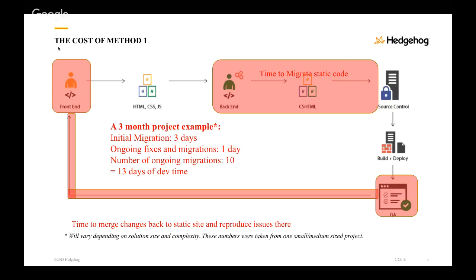And we took a simple project, with ongoing fixes and migrations. It takes approximately 13 days of developers' work. So just with the migration, fixes, delivery to the front end, merging it back to the source control, etc. So if you count it money-wise, this is actually very expensive.